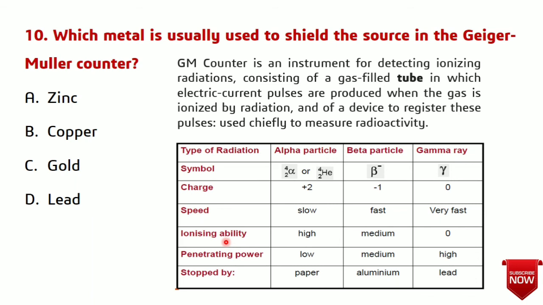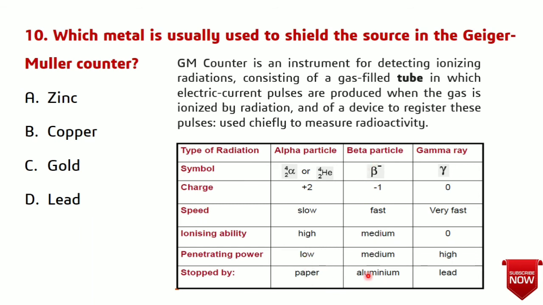And ionizing ability: due to its large molecular weight, the alpha particle has more ionizing capacity. When it bombards any molecule, it easily ionizes the other substance. In comparison, the beta particle has medium ionizing ability, and gamma ray has zero ionizing ability. And penetrating power: due to the large mass, alpha is not going to penetrate much, and it is stopped even by paper.